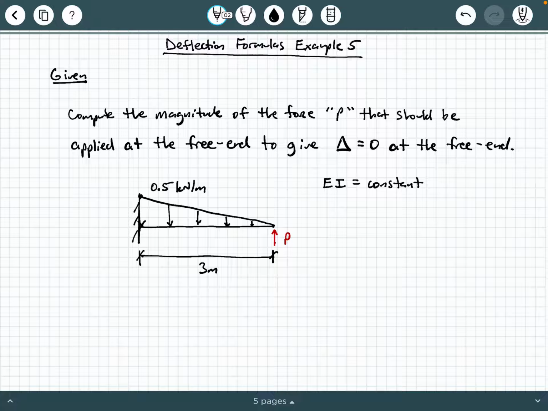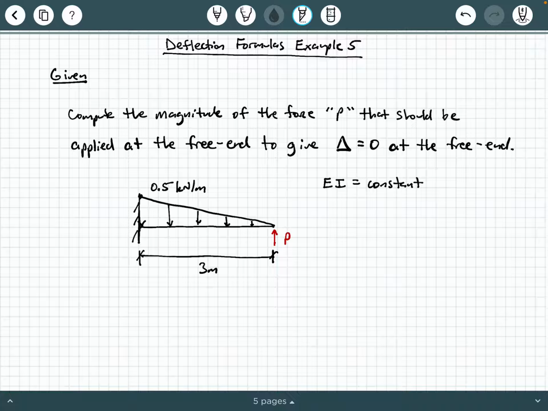Hey everybody, Dr. A here, and in this video we're going to be exploring another example of using deflection formulas. So let's go ahead and get started. In the given information, we're being asked to compute the magnitude of the force P that should be applied at the free end to give a delta value of 0 at that free end, and we're also being told that EI is constant.